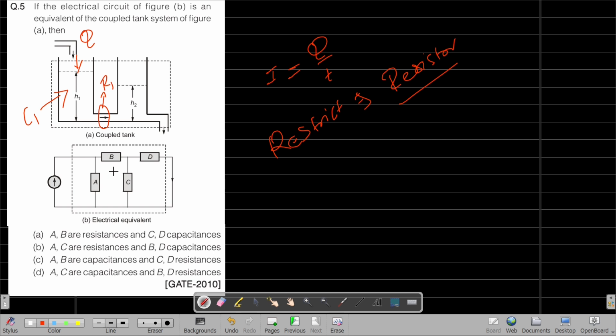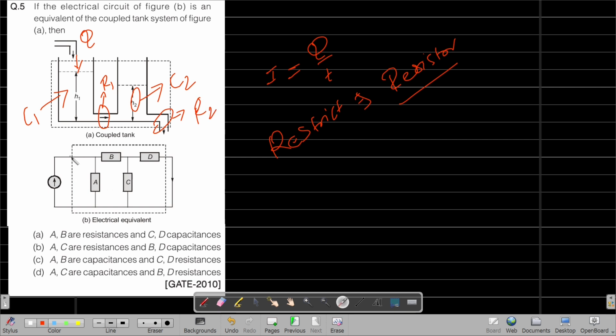And again this tank is filling, and only a capacitor has the ability to store charge, so this tank is capacitor 2. And this pipe also tries to restrict the flow of charge, so we name it resistance 2.